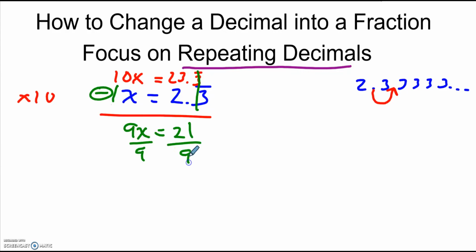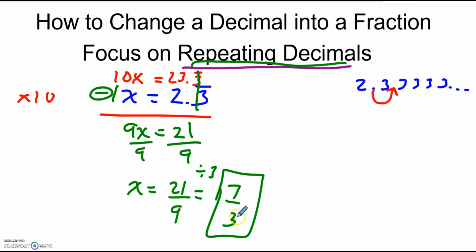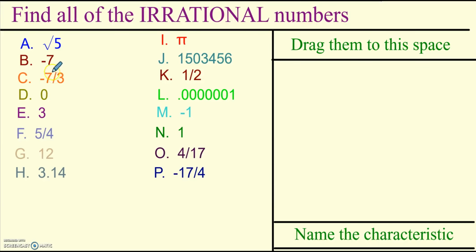So if I divide both sides by 9, I get that x is 21/9, and if I divide both by 3 to reduce, I get 7/3. Now, I purposely picked this example because if you look at your subset here, 7/3 was an option, so that's why I picked 2.3 repeating specifically.